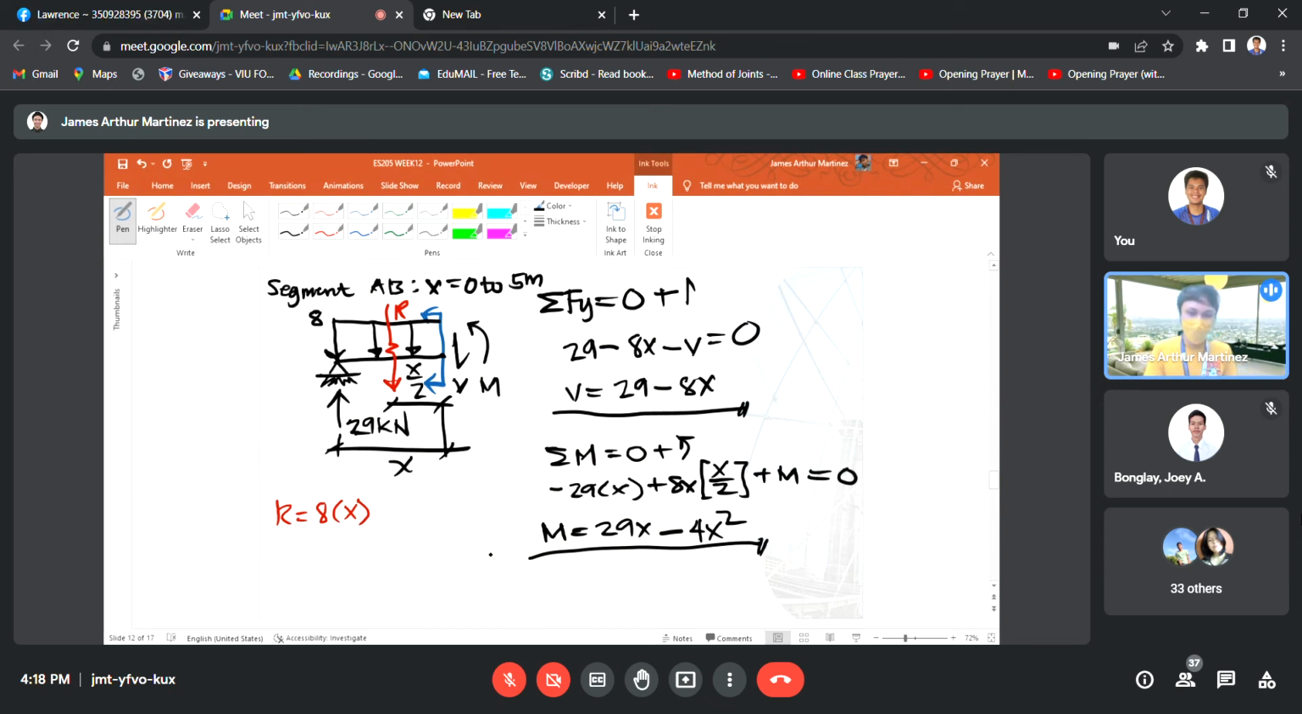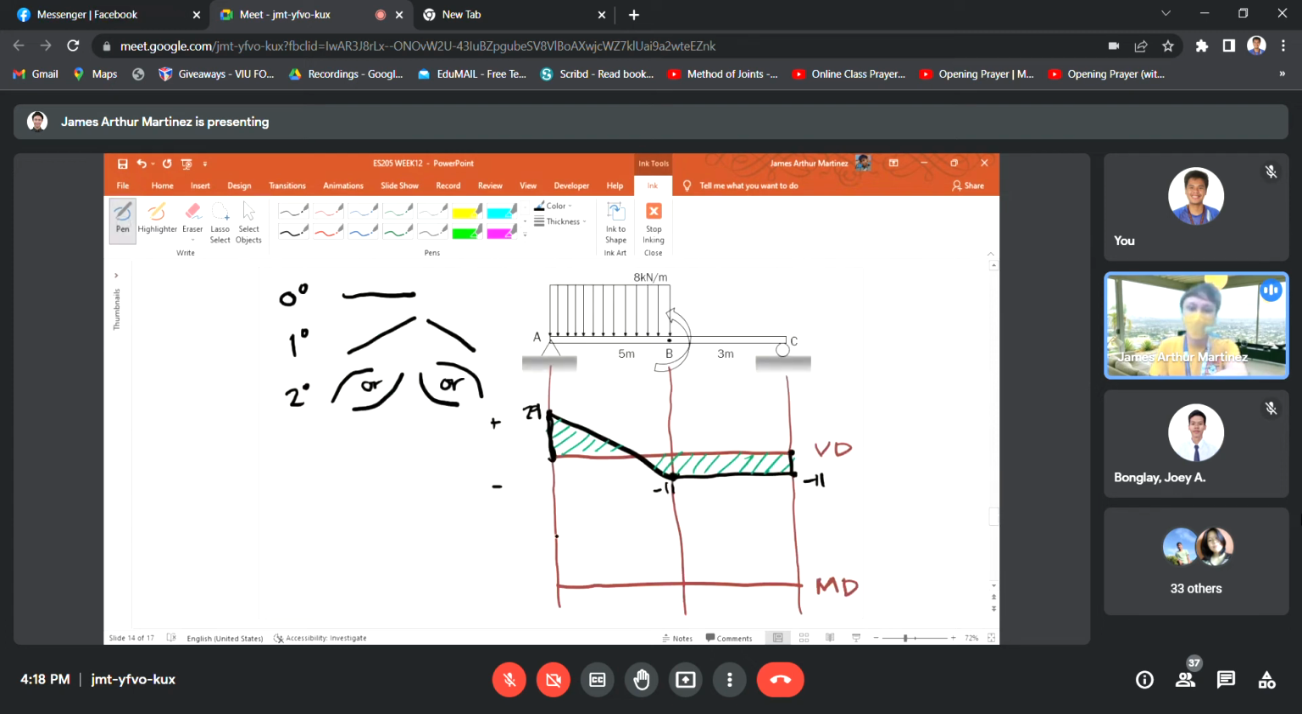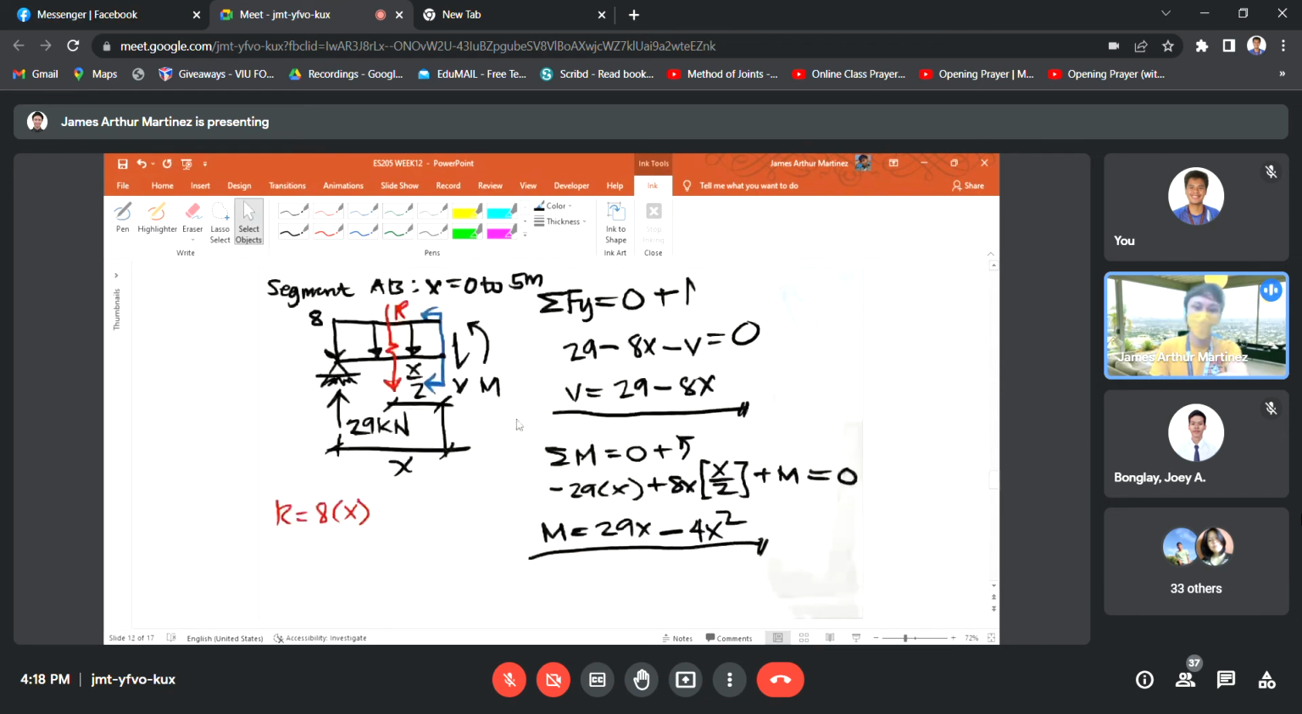So 29 times 0 minus 40 squared, that will just be equal to 0. So meaning, class, at point A, you have zero moment, or zero bending.